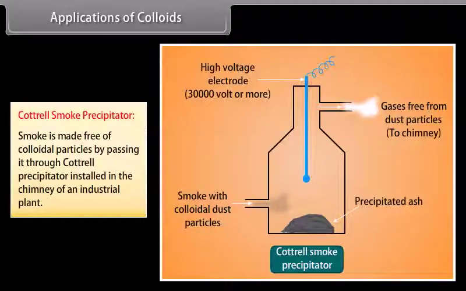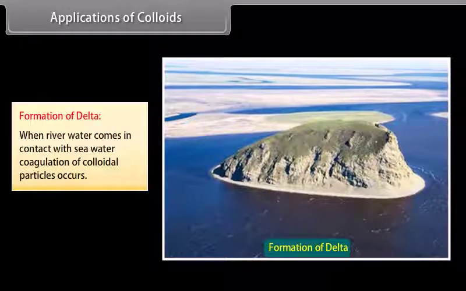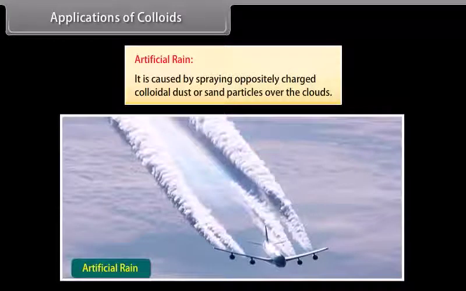Cottrell smoke precipitator. Smoke is made free of colloidal particles by passing it through Cottrell precipitator installed in the chimney of an industrial plant. Formation of delta. When river water comes in contact with seawater, coagulation of colloidal particles occurs. These coagulated clay particles settle down at the point of contact and gradually river bed starts rising. Artificial rain. It is caused by spraying oppositely charged colloidal dust or sand particles over the clouds. The colloidal water particles of the clouds get neutralized and coagulate to bigger water drops which cause artificial rain.